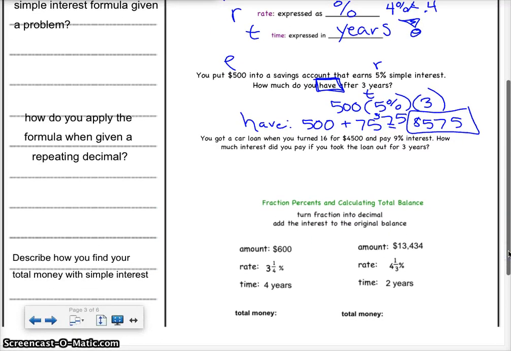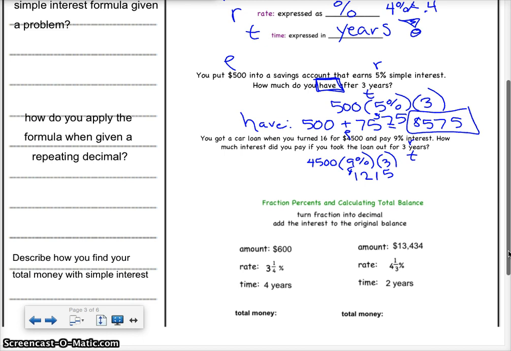All right, you got a car loan when you turn 16 for $4,500. You pay 9% interest. How much interest did you pay if you took the loan out for 3 years? So P is my $4,500, R is 9%, T is 3. Multiply them all together. 4,500 times 9% times 3 equals $1,215. Is that how much I paid for my car?